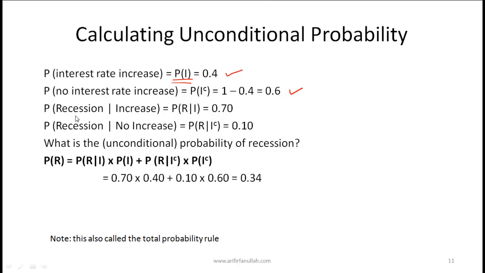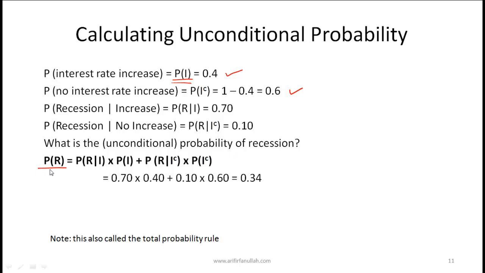Let's say that the probability of a recession given an interest rate increase, so this is a conditional probability, is written as P(R given I). The probability of a recession given that there is no interest rate increase, written as P(R given I^C), I complement, is 0.1. So what is the unconditional probability of a recession?